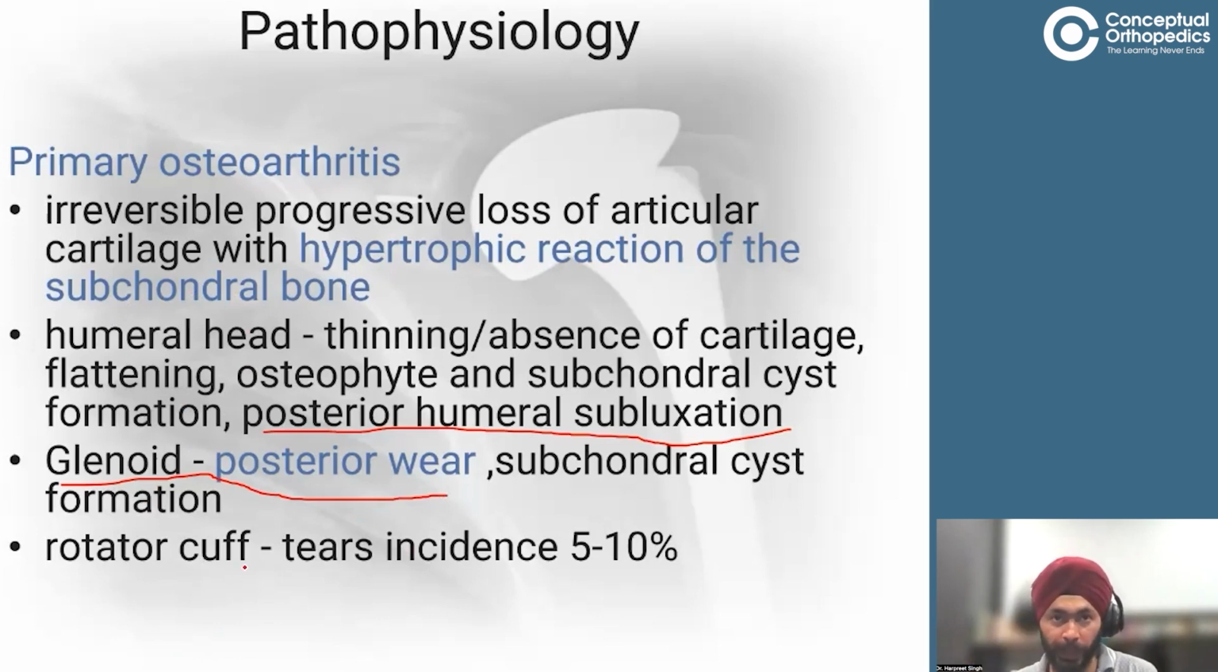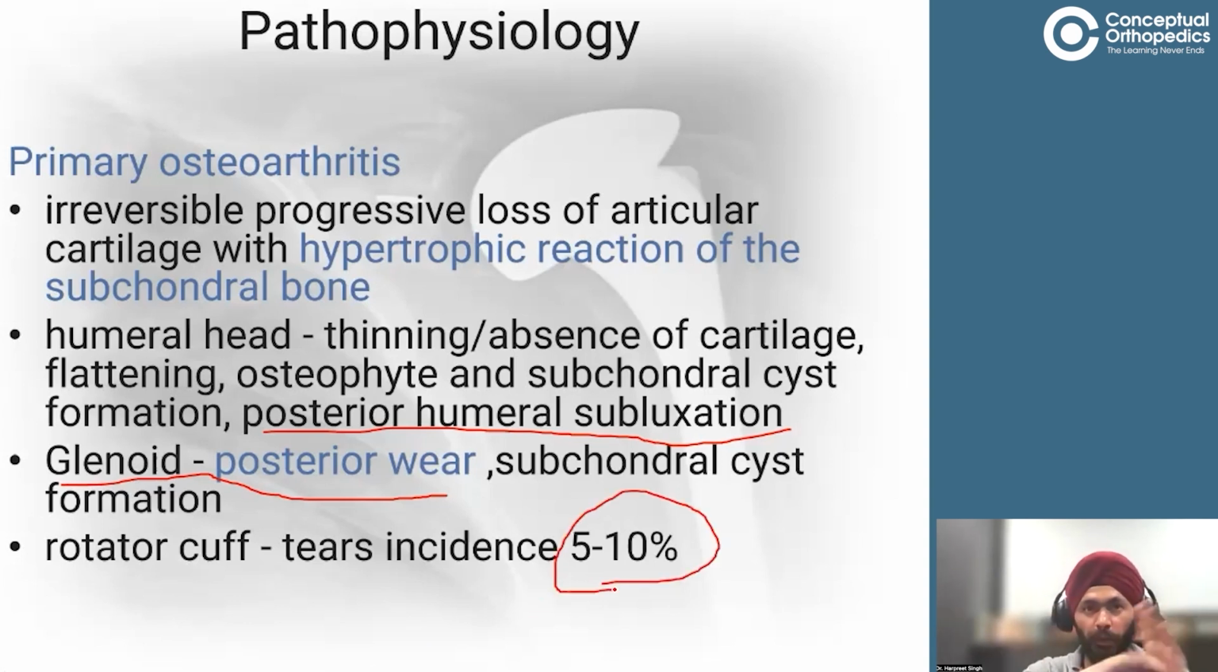A cuff tear may coexist with primary osteoarthritis of shoulder in about 5 to 10% of patients. So we have to look for cuff tears in patients with primary OA also, and you look for that clinically and on MRI, so that you plan your treatment accordingly.